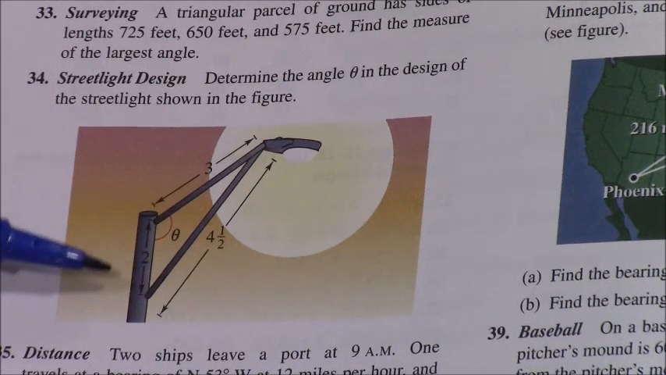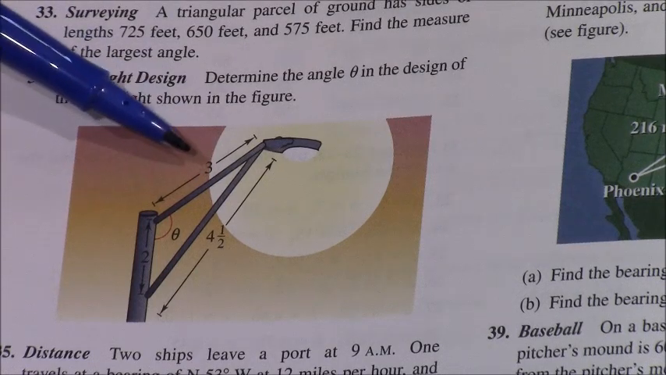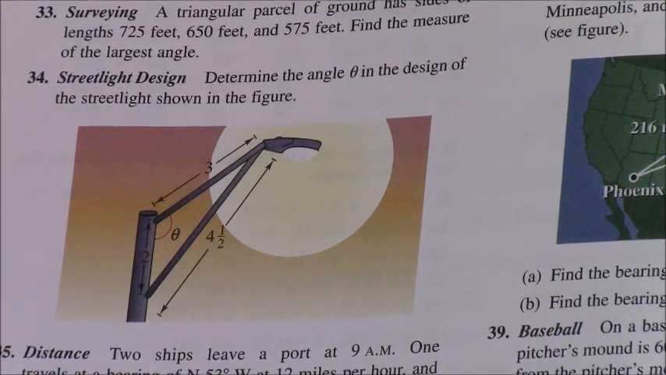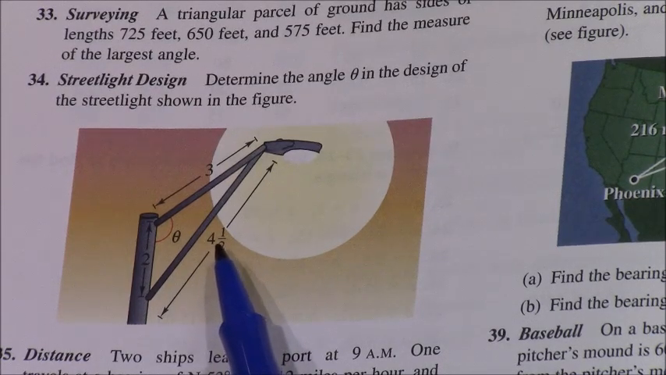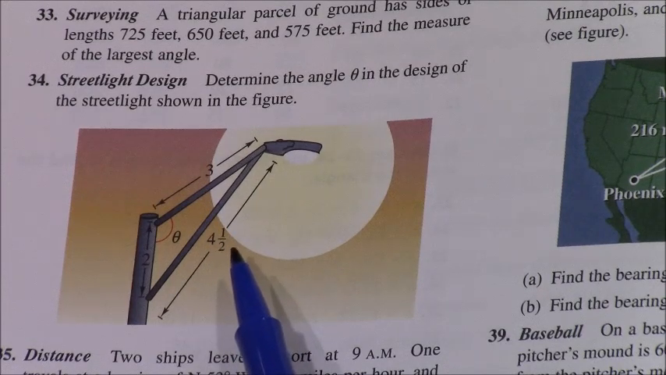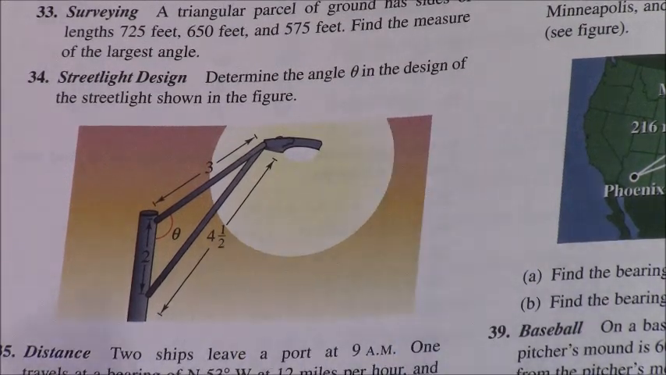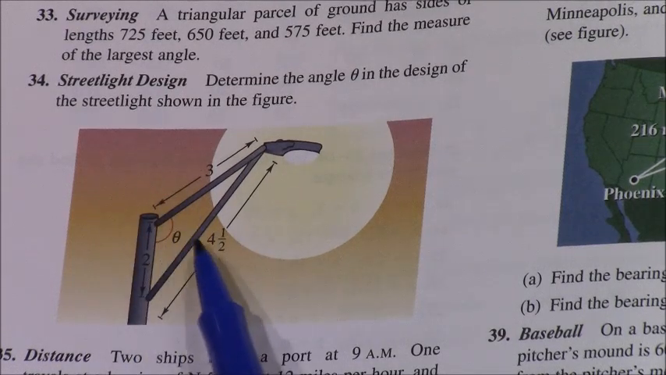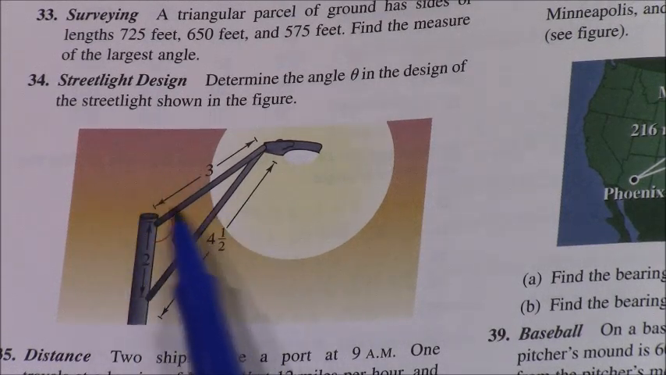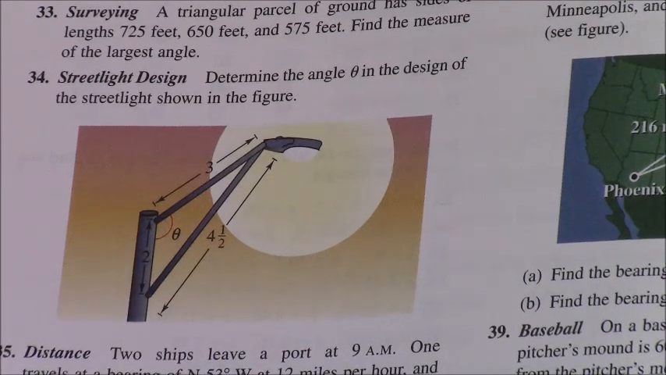This side is length 2, this side is length 3, and this side right here is length 4.5. So you guys go ahead and try that. Remember, Central Washington doesn't like to give pictures. Our book likes pictures, but a problem like this, they would have to give us a picture to work with. Okay, let's see if we can find that angle.